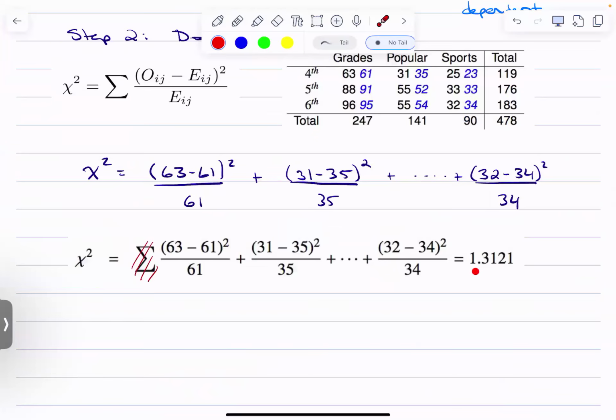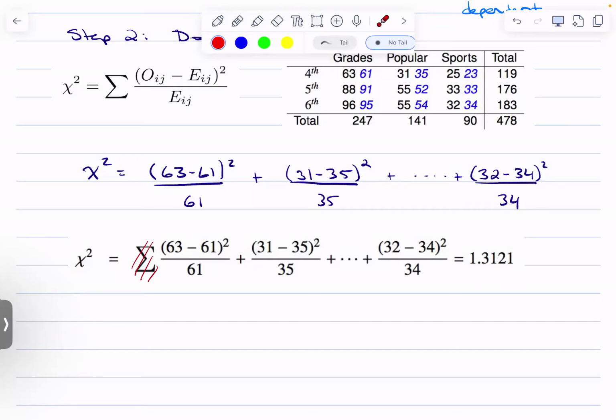So if our chi-squared is 1.3121, right? And like I said, on the test, if I make you do a chi-square test of independence, then I would say the test statistic was found to be 1.3121, right? So you don't have to calculate it, because that's what software is for.